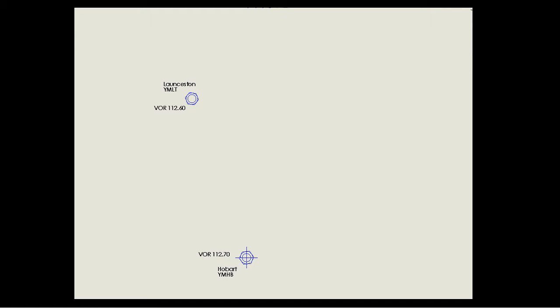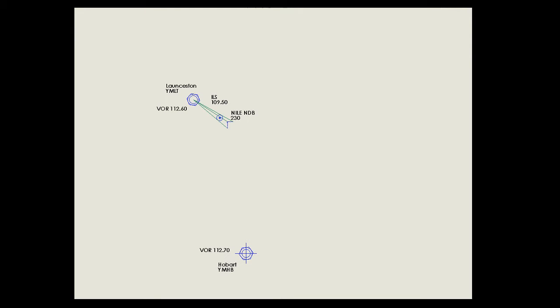Up near Launceston, there's also a NDB station, the Nile NDB, and its frequency is 230. Launceston also has an ILS for one of its runways, which we'll be using, and its frequency is 109.5. So we'll be using all four of these navigation aids for us to arrive safely at Launceston Airport.